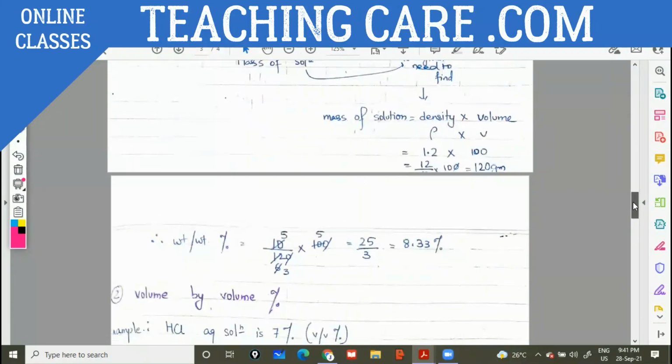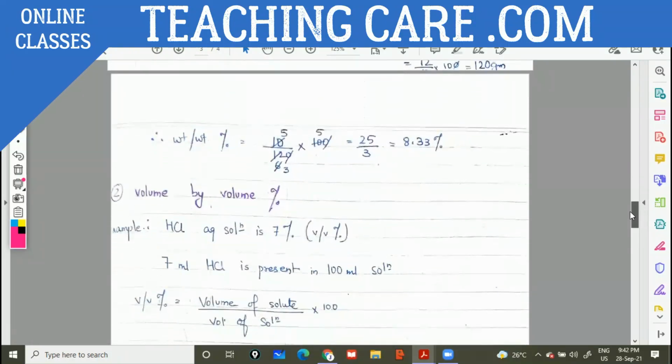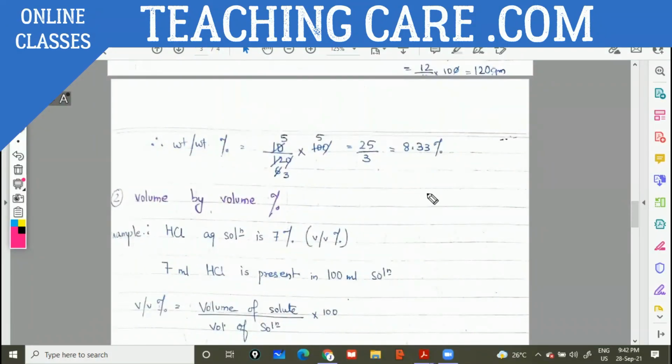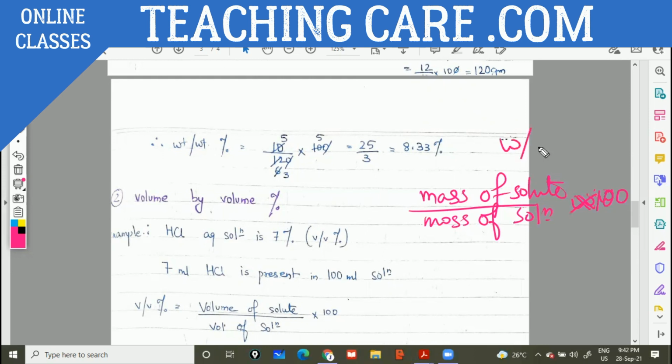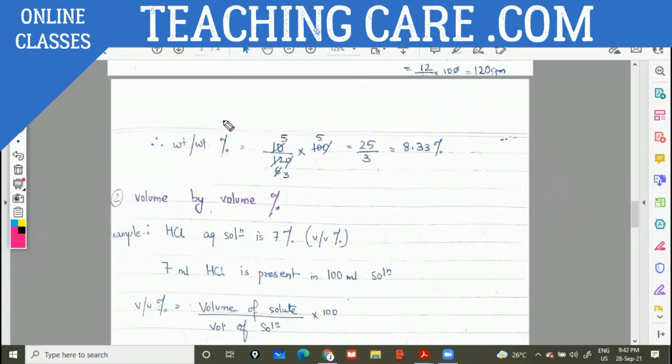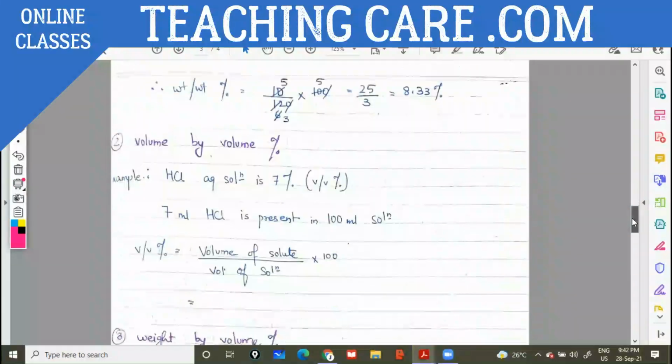Coming to volume by volume, right now we were taking the mass, right? Mass of solute divided by mass of solution into 100. This was for weight by weight percent. But when you come to volume, it becomes the volume of solute by volume of solution into 100. Just the mass gets cancelled off. Instead, we write volume. Got it? Clear, Ash? Yes, ma'am.